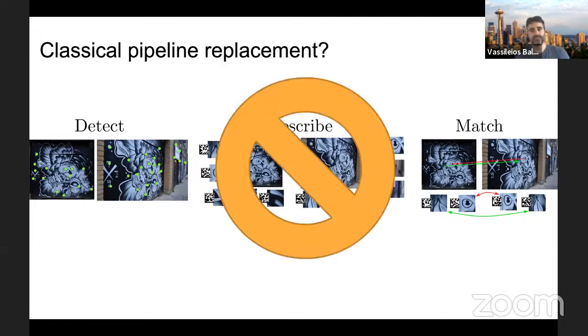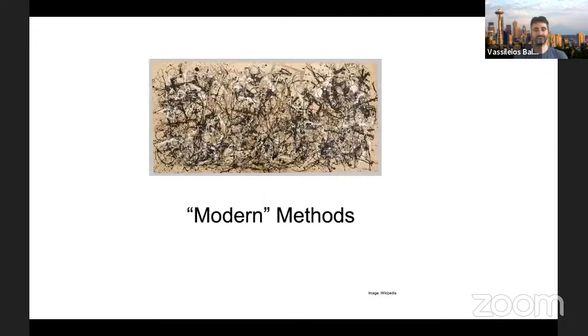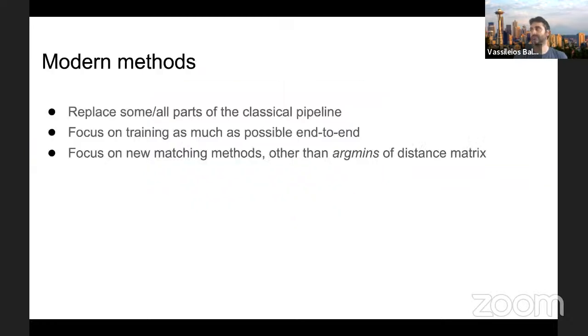So in recent years, people have been trying to find a replacement, especially focusing on different cases like this. And the idea is you either get rid of the whole pipeline or you just replace some parts. So the limits of the classical pipeline are what I mentioned, especially very difficult cases where key points and patches are not the ideal case to describe your image anymore. And that's why the recent work has been focused on trying to replace either the whole pipeline or parts of it. So this is what we call modern methods here.